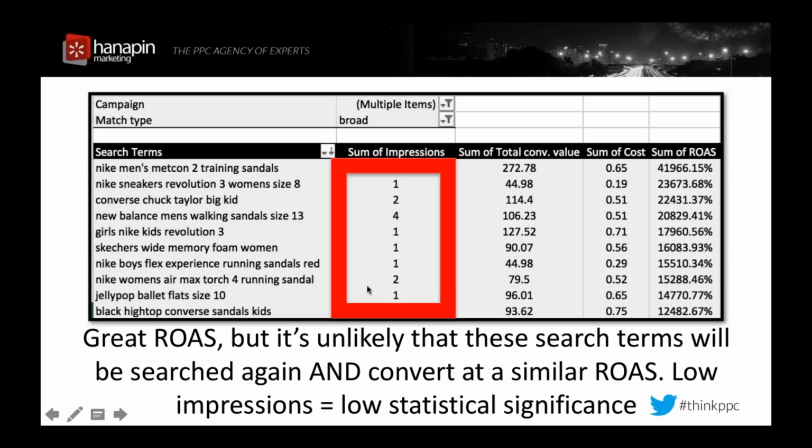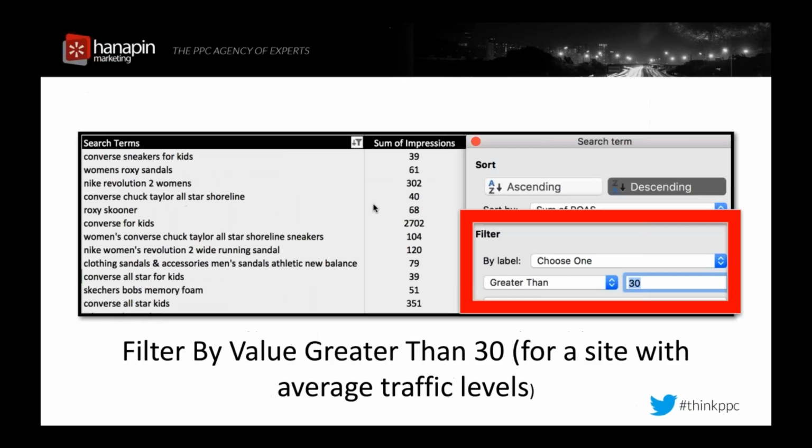So instead, we want to, like I said, filter out these low impression search terms. But we don't want to use the filter that's in the builder. We actually want to go back to this drop down that we have here that's in the search terms section of the pivot, and we're going to use the filter there. And we have two options, filter by label or filter by value. So I'm filtering by value, and I'm saying I want impressions to be greater than 30.